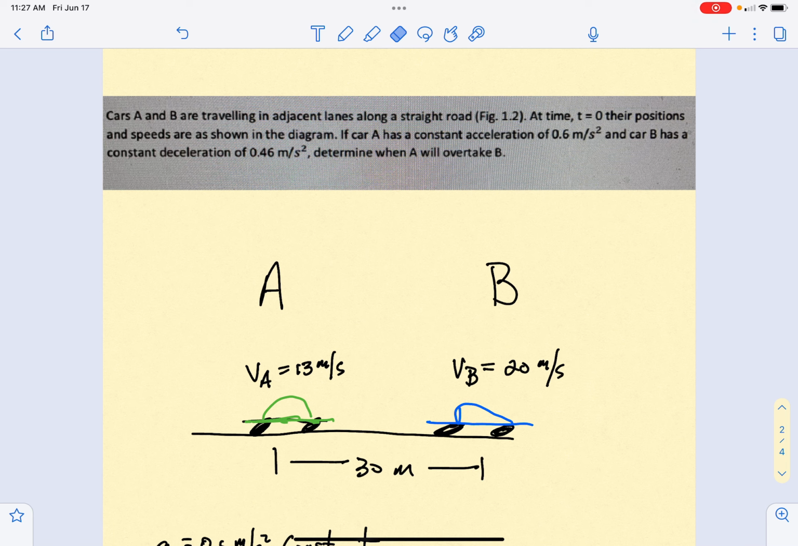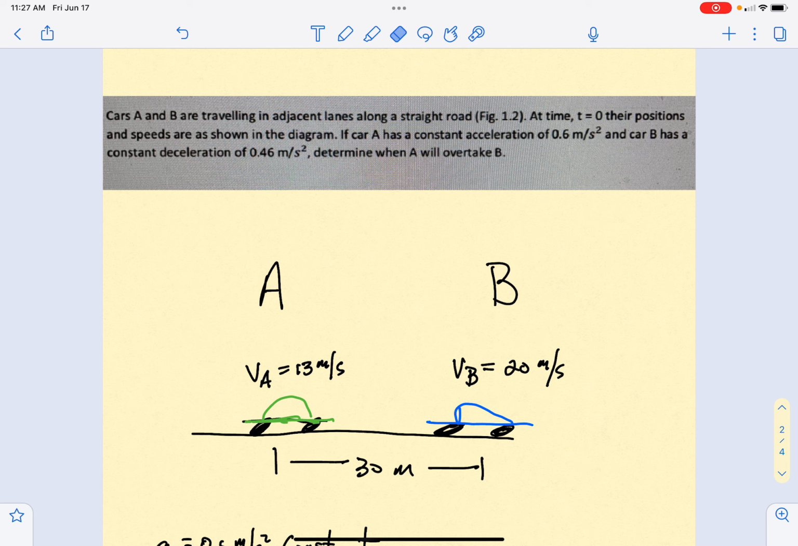Cars A and B are traveling in adjacent lanes along a straight road. At time t equals 0, their positions and speeds are as shown in the diagram. If car A has a constant acceleration of 0.6 meters per second squared and car B has a constant deceleration of 0.46 meters per second squared, determine when A will overtake B. So determine when car A will overtake car B.